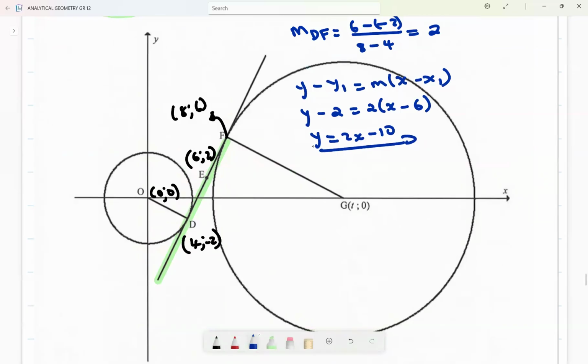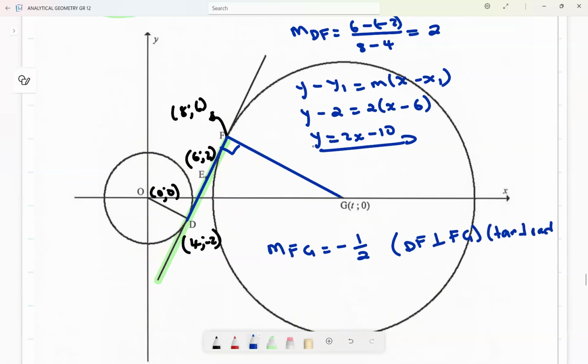Guys, how can I find the value of T? Remember, I know the gradient of this one, and the gradient of this one and the gradient of this one are going to multiply to negative 1. Why? Because they are perpendicular. So therefore, the gradient of FG is equal to the negative reciprocal of FD. What is the negative reciprocal of FD? If FD is equal to 2, the negative reciprocal is going to be negative half. DF is perpendicular to FG, or you can say tangent perpendicular to radius.